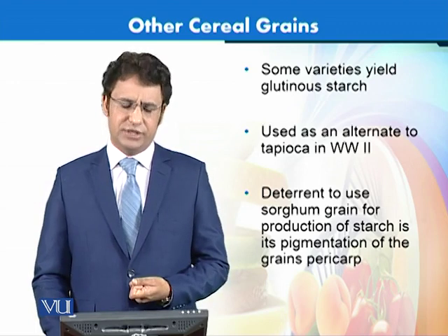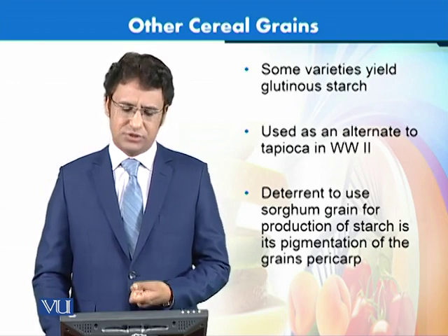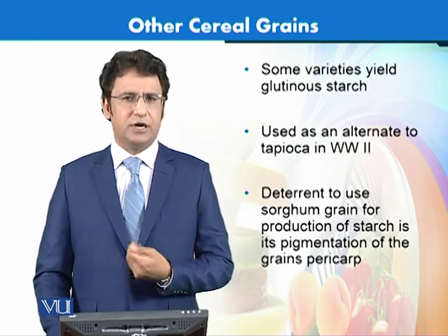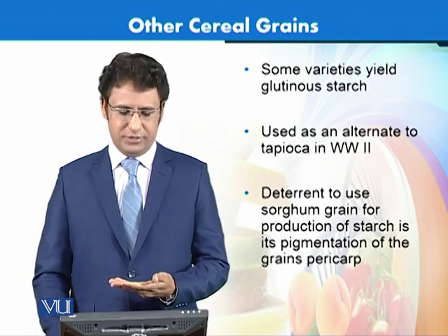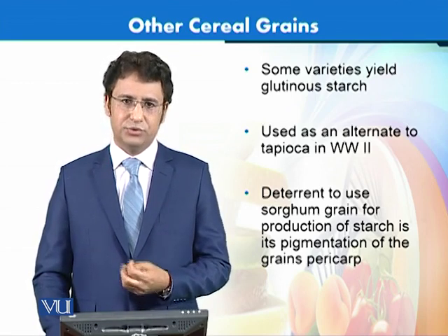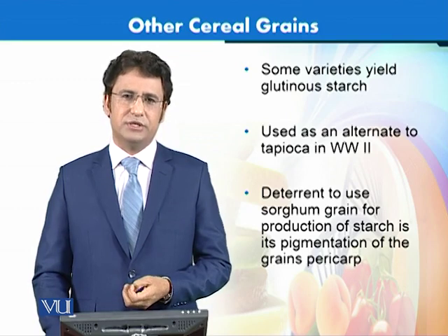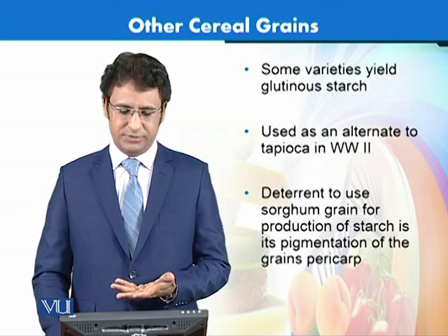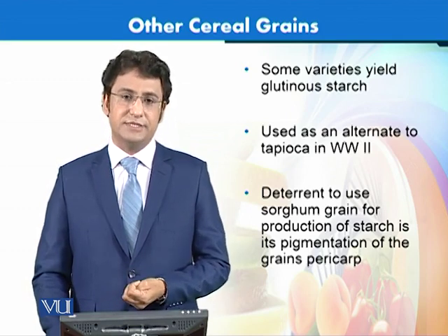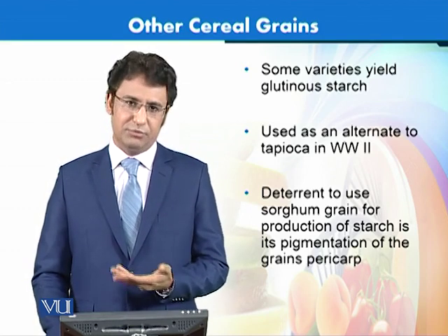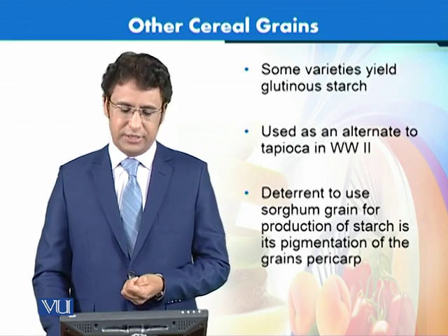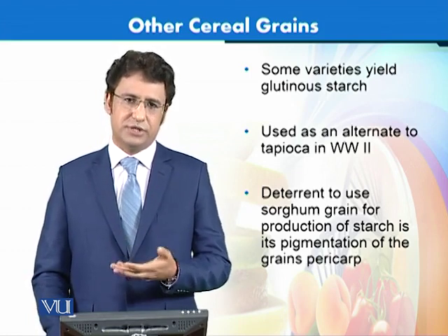Some of the varieties do produce starch as well, glutinous starch. This has important historical applications, because in World War II, when people who were using tapioca starch fell short of that starch, sorghum was used as an alternate crop when it has a good starch component.